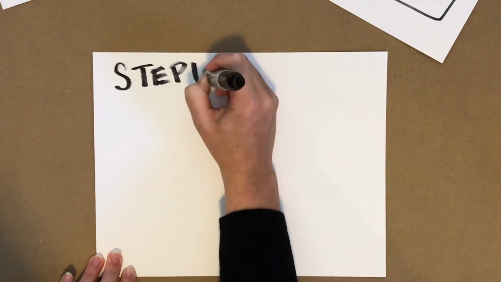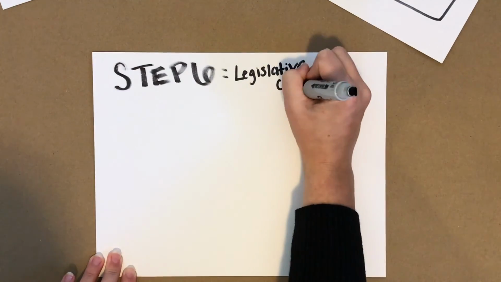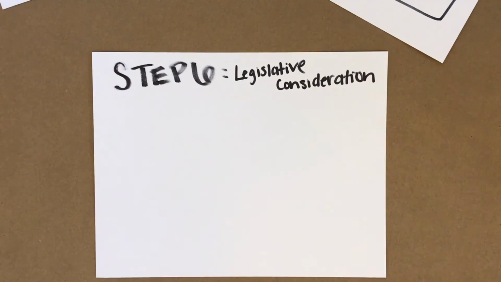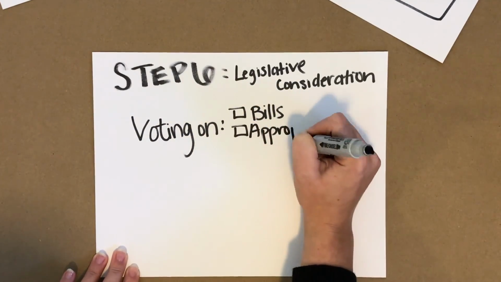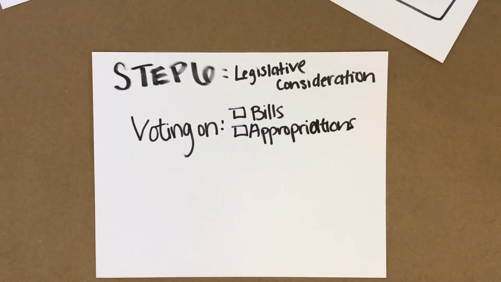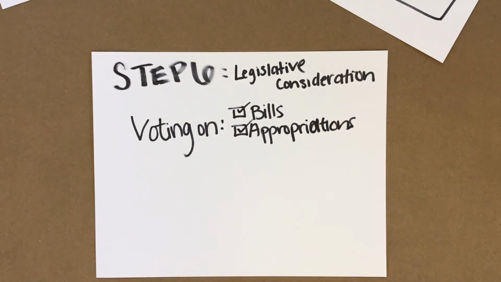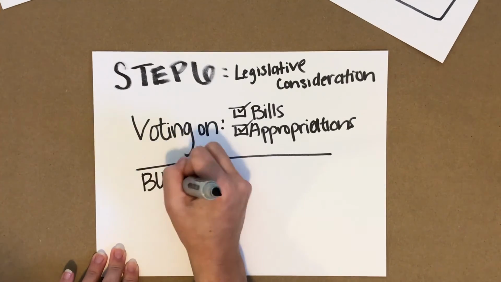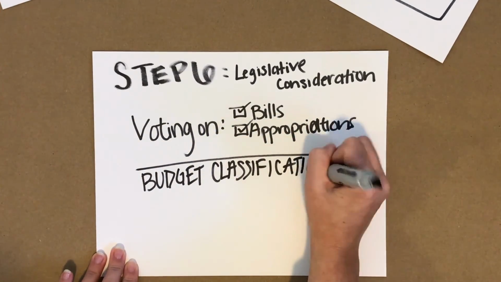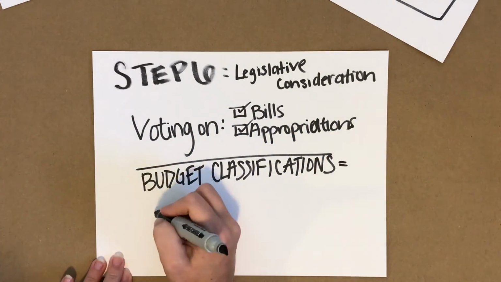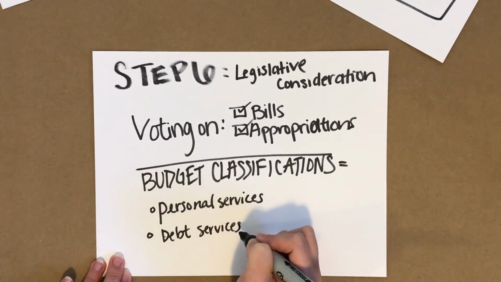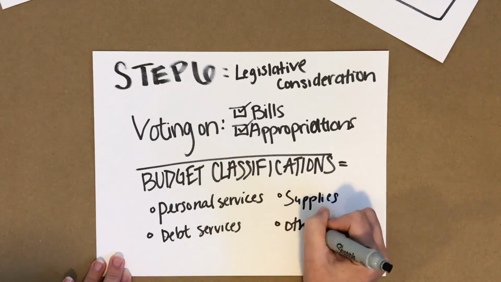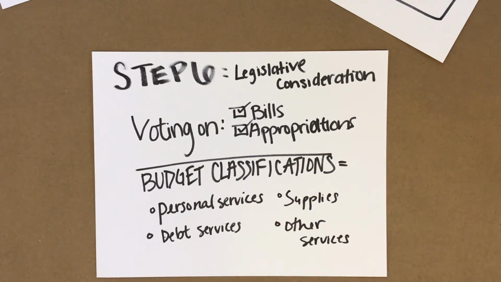Next, we move on to step 6, which is also known as legislative consideration. This part of the budget process encompasses voting on bills and appropriations. Budget Form 1 is outlined in Gateway and is divided into classifications. These classifications are personal services, which are salaries, wages, employee benefits, and then supplies, which are office supplies, operating supplies, and repairs, debt services, and then other services.